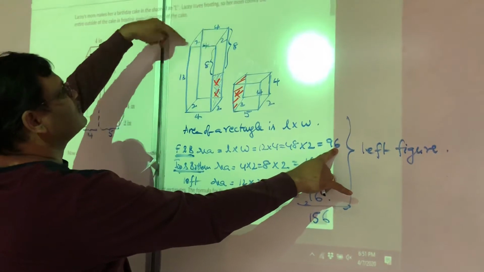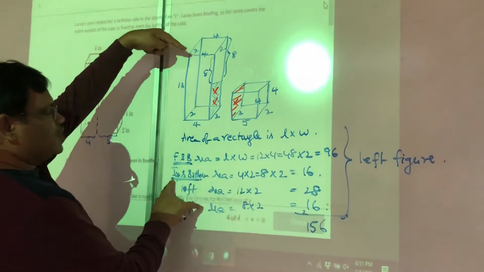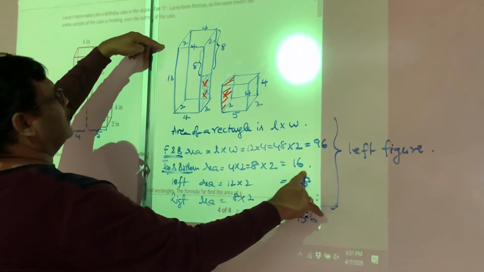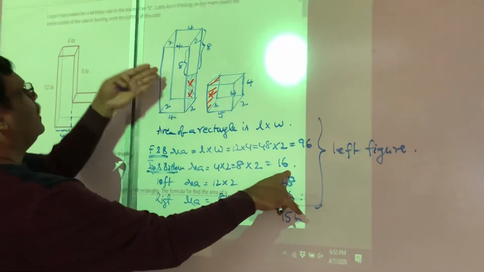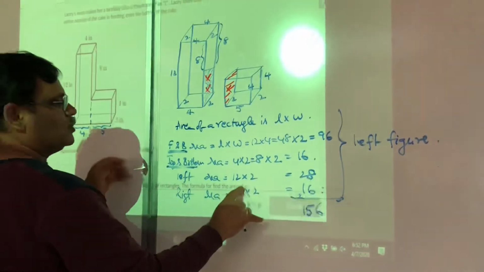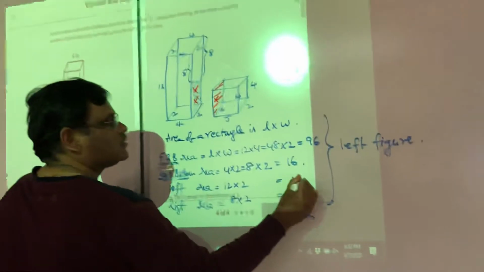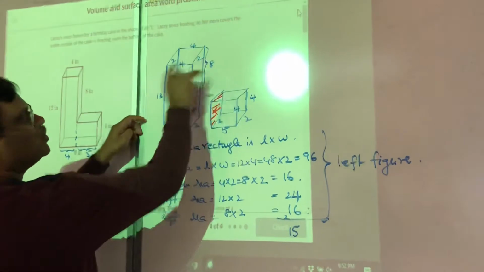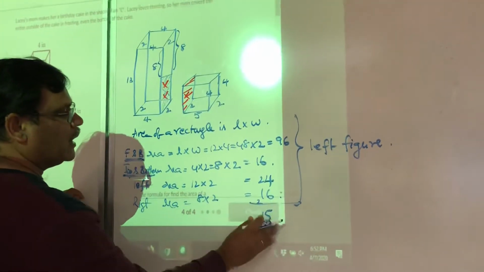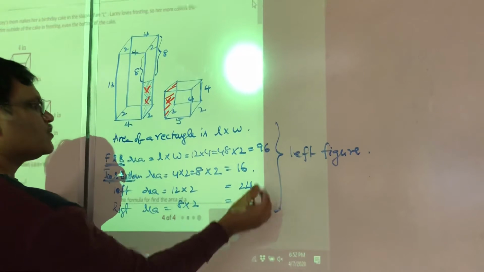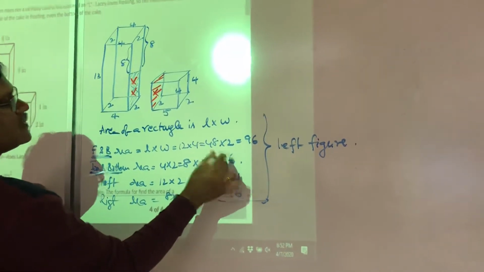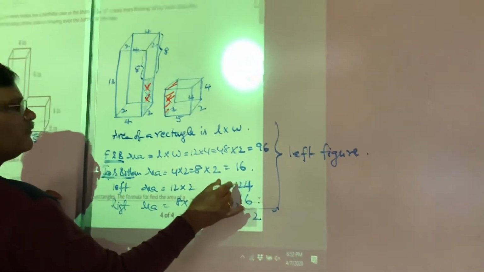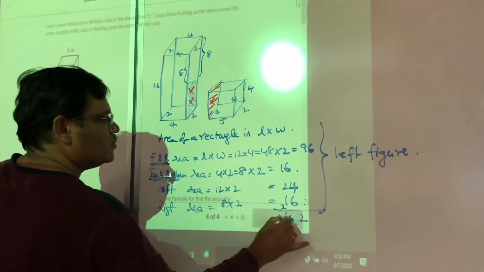Now the top one is 4 times 2, 8. Since I'm counting top and bottom, 8 times 2, which is 16, right? So top and bottom done. Now the left side is 12 times 2, which is 24. I'm sorry, here this is 24, so there is a change. Now the right side area is going to be 8 times 2, which is 16. So adding all this up, I'm getting 152 here.